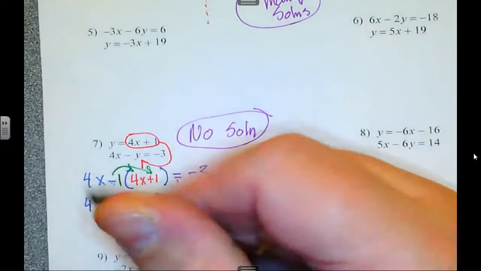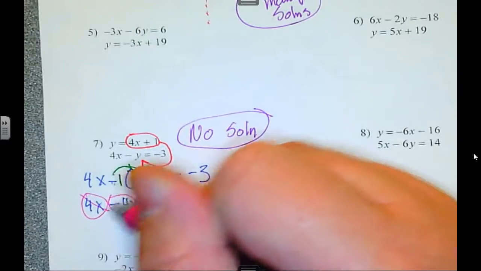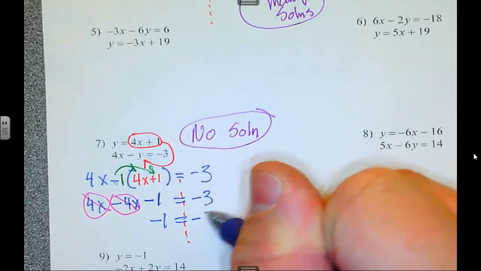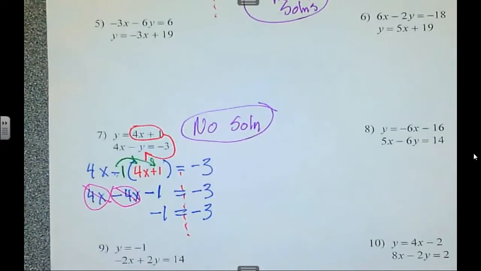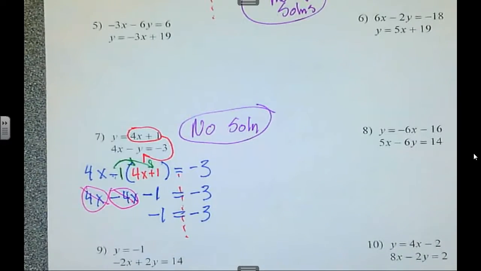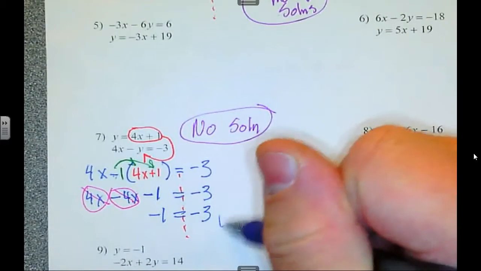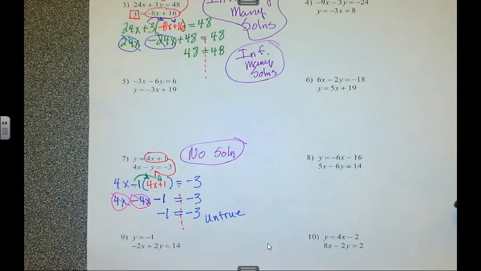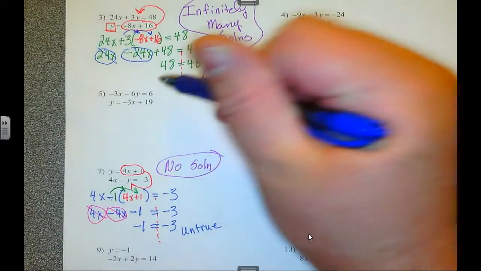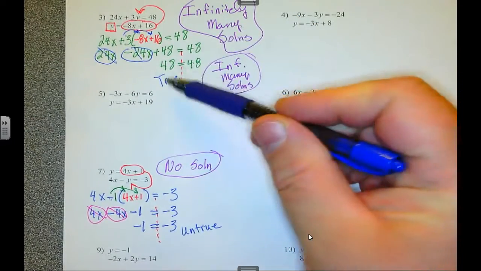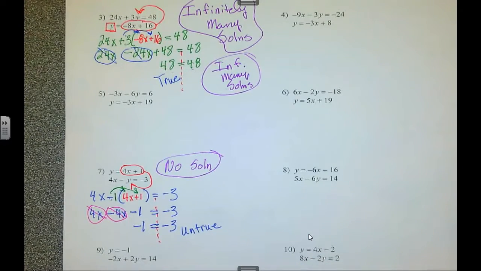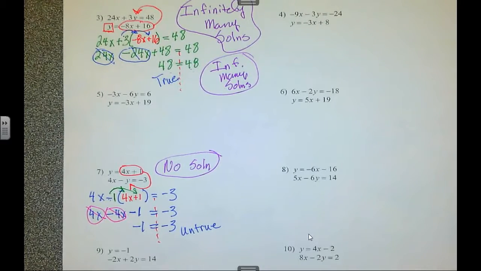And they do cancel out, the 4x and the negative 4x, but what am I left with? Negative 1 equals negative 3. Is that true? That's an untrue statement. That's why this one's no solution. See the difference? This one's a true statement. Number equals the same number. This is a different number equals a different number. Don't get confused on that.